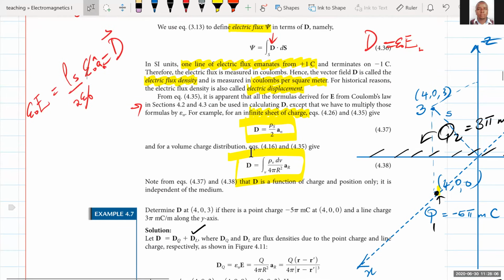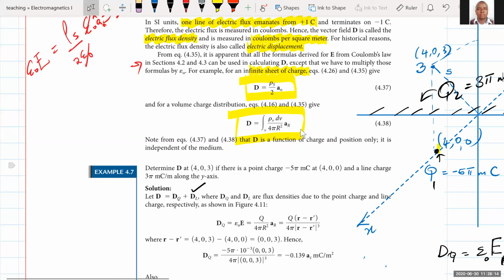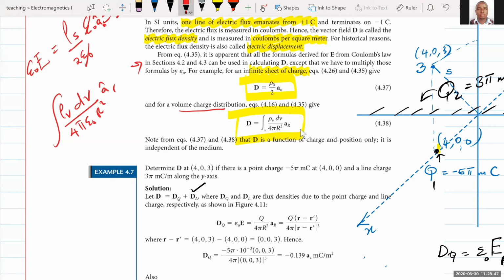And for a volume charge distribution, we can always get it as this. Remember that for the volume charge distribution, we said that an infinitesimal charge is going to be given by rho V, which is the volume charge density, and you integrate over the volume, and then we take the normal form of 4 pi epsilon naught r squared, and this has to be in the direction of a_R. So if that was giving us E, then you can always multiply by epsilon naught. This gives you a D, and as you can see, this epsilon naught cancels that, and therefore we are left with an equation that is similar to equation 4.38.